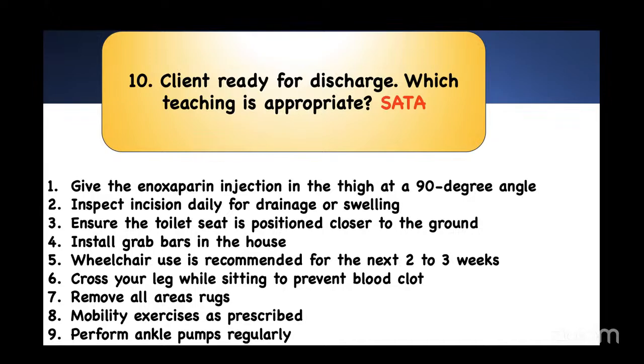Guess what? This is common. A lot of people have it. Don't you think you should know about it? Because the NCLEX is going to ask you. What do you think? Give the enoxaparin injection in the thigh at 90 degrees. This is a concept. It's good to know. Inspect the incision daily for drainage and swelling. Is it a bad thing to tell a patient that? Ensure the toilet seat is positioned closer to the ground. I'm just trying to trap you, right?